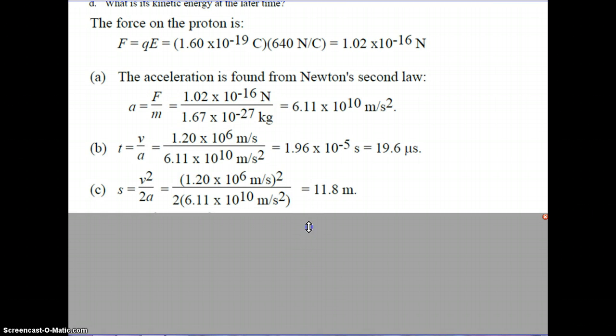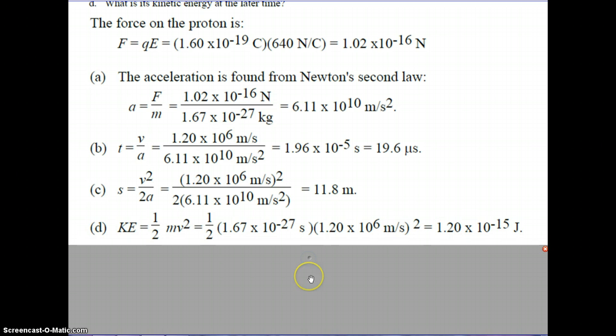Lastly, we want to know the kinetic energy, which is simply a 1/2 mv squared calculation. We substitute the mass of a proton times the velocity squared, and we get 1.20 times 10 to the negative 15 joules.